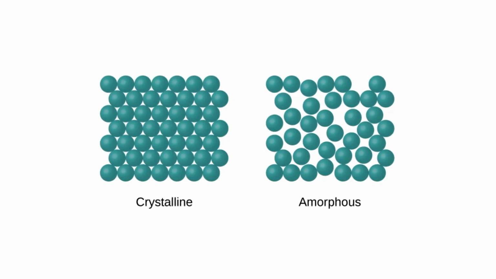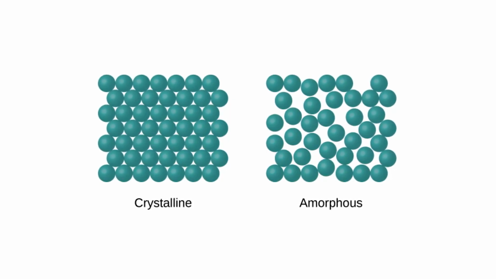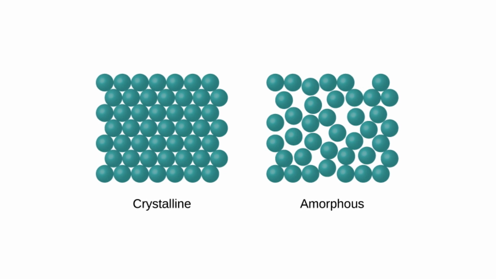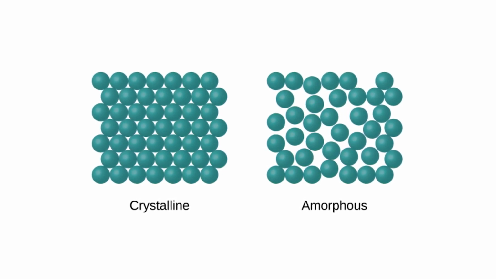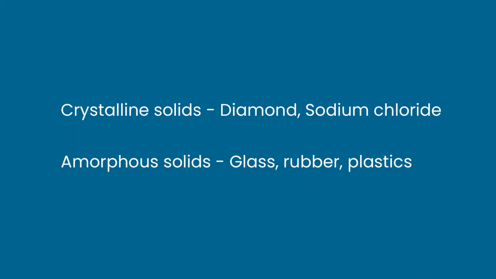From the figure, it is clear that the crystalline structure has a pretty neat arrangement, and amorphous solids have a disordered pattern. Examples for crystalline solids are diamond, sodium chloride, etc. And for amorphous solids, we have glass, rubber, plastics, etc. Now, let us compare the two types of solids by looking at the table.